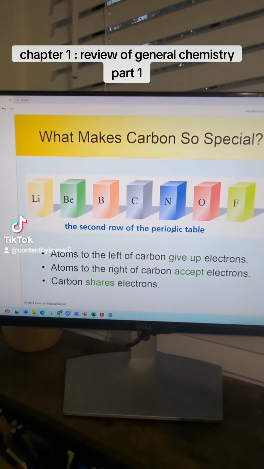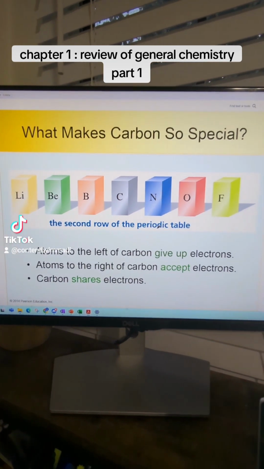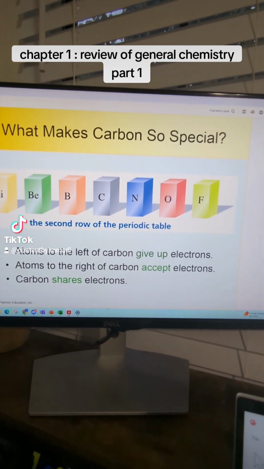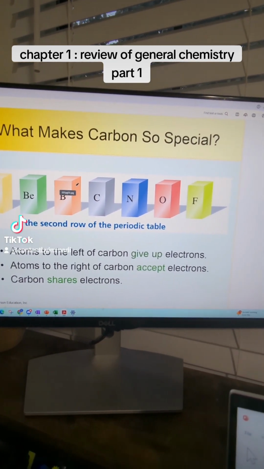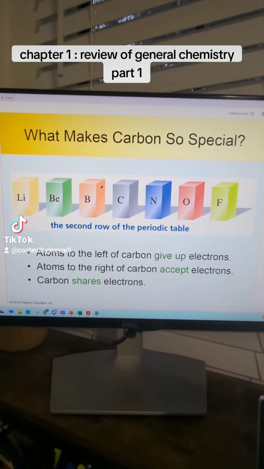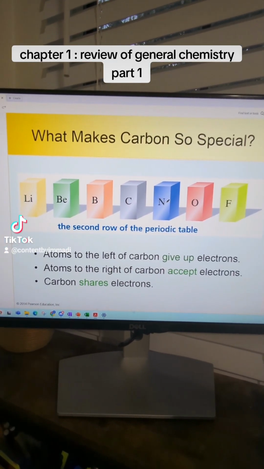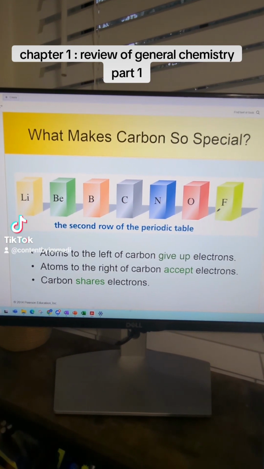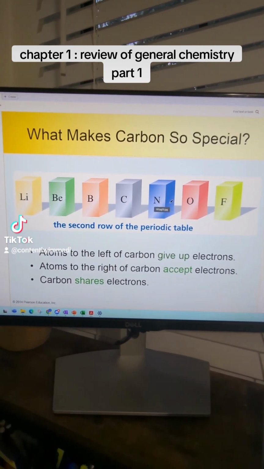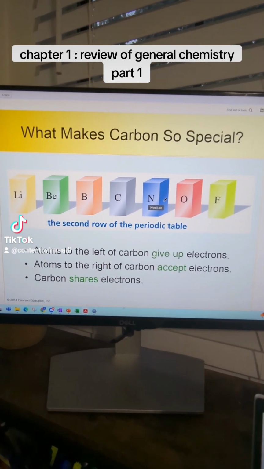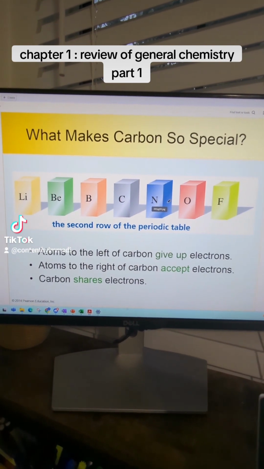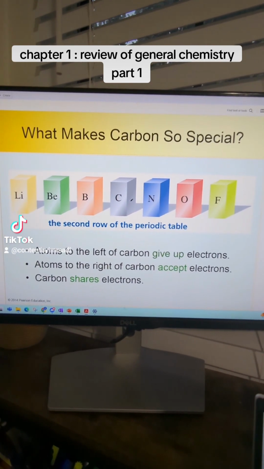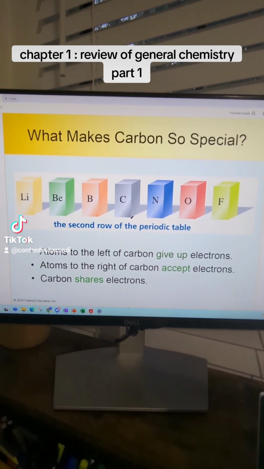Because the carbon is right in the center. So the atoms that are left of the carbon are the ones which give up an electron. They form a plus charge. And the atoms which are on the right side of the carbon will accept electrons. They have a minus charge and they have lone pairs on them, expecting more lone pairs to fill their octet. But carbon is the only one which will share electrons. It usually forms covalent bonds.